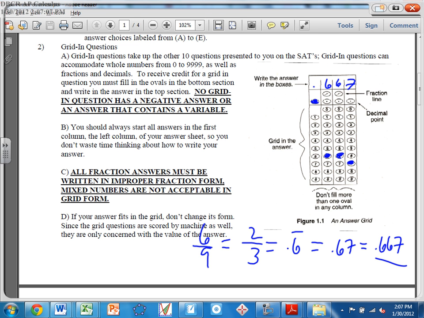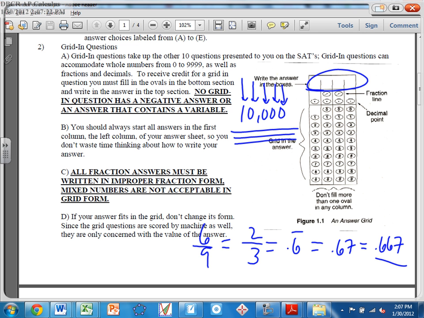Now, let's say you get an answer of 10,000, and I want to grid in 10,000 as my answer. It's not even feasible because take a look. There are 5 spots here. There are 5 different locations. Well, I only see 4 boxes. So an answer of 10,000 cannot exist, which tells us that the answers must go from 0 to 9999.